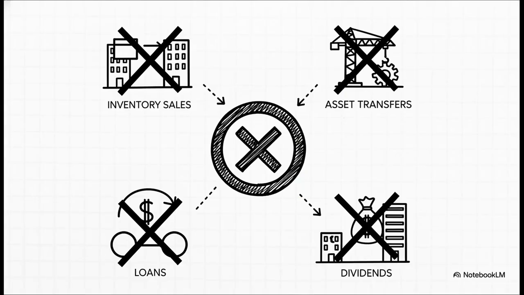And this elimination rule applies to all kinds of internal transactions. Any profits on inventory they sold to each other, gains on assets they moved between each other, interest on loans between them, even dividends the subsidiary pays up to the parent, all of it has to be wiped clean from the final consolidated report to show a true picture to the outside world.